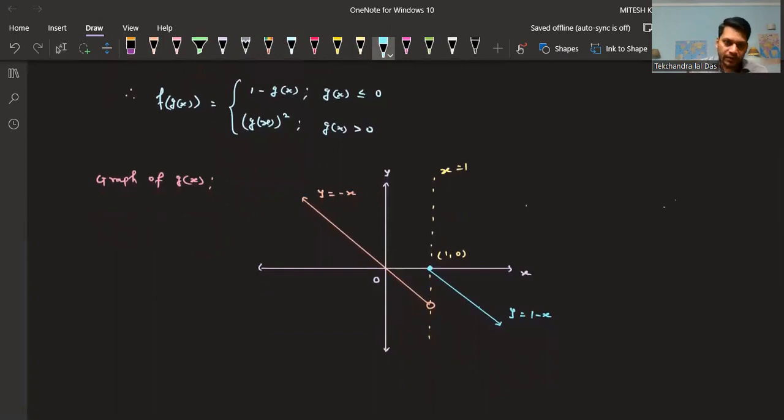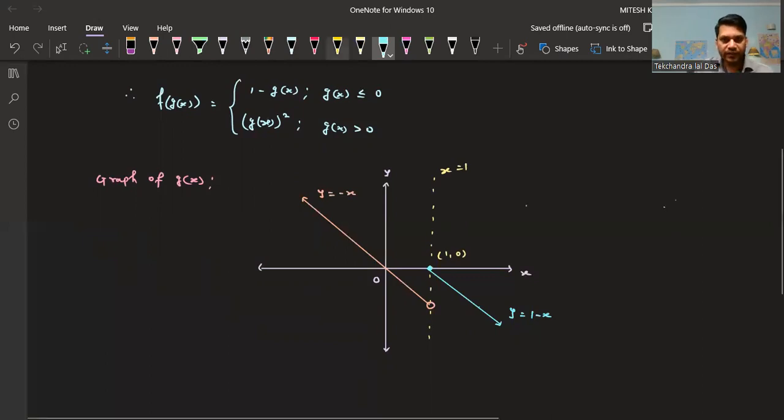Now the next step is we have to fill in g(x) in this function. For that you have to check the part of g(x) which is less than or equal to 0 and which is greater than 0. See, this graph is for g(x). What does g(x) less than or equal to 0 mean? The part which is lying below the x-axis. And g(x) greater than 0 means the part which is lying above the x-axis.